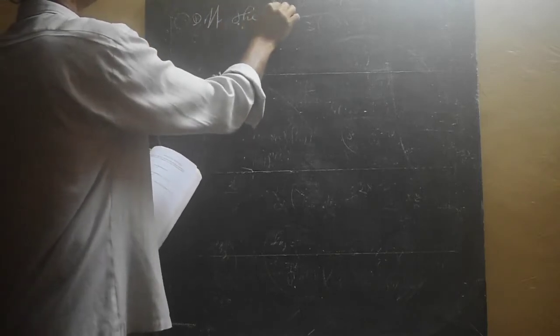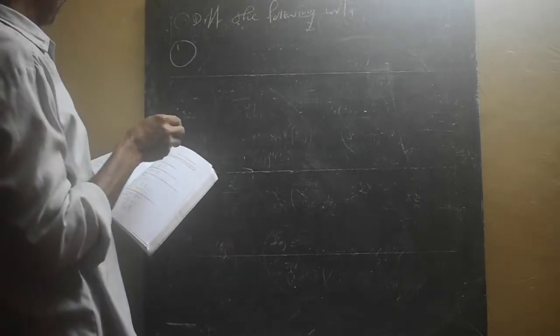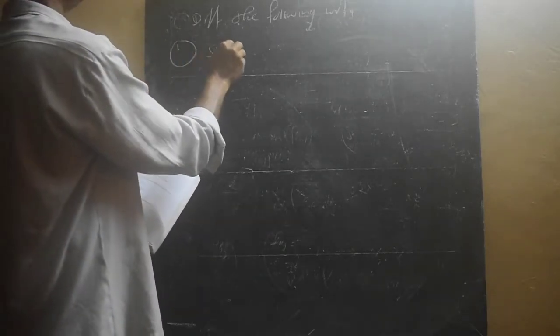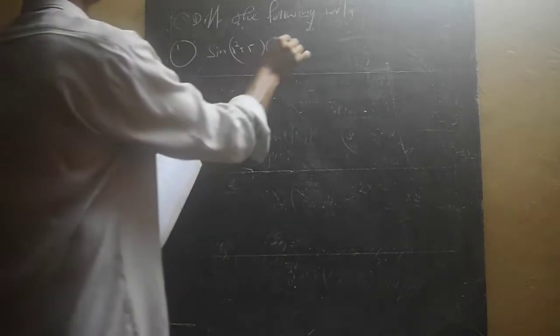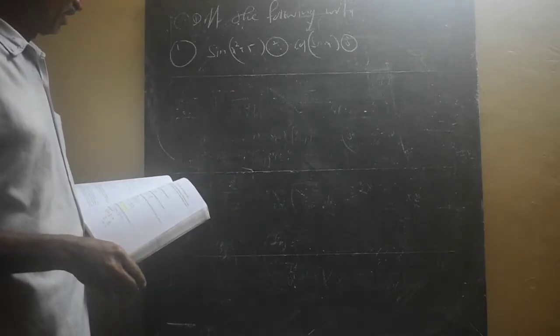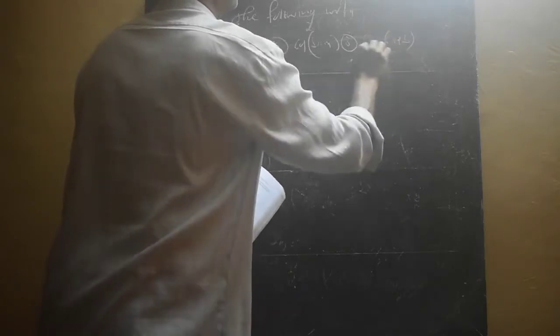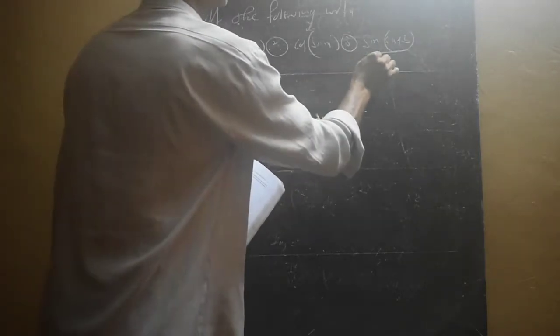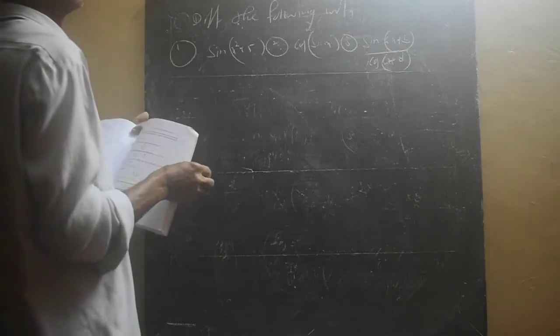Now, d by dx, differentiate the following with respect to x. First one, sine of x square plus 5. And second one is cos of sin x. And third one is sin of ax plus b upon cos of cx plus d, where a, b, c, d are constant.